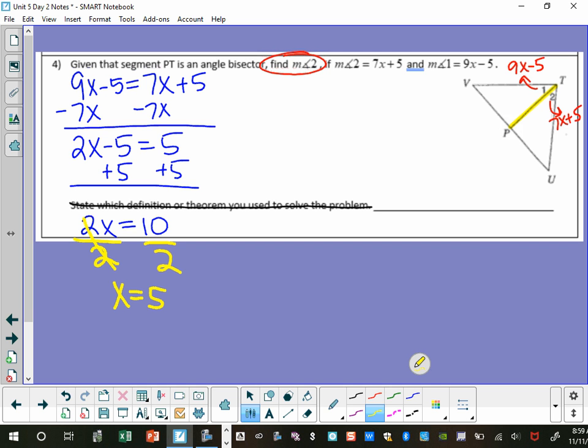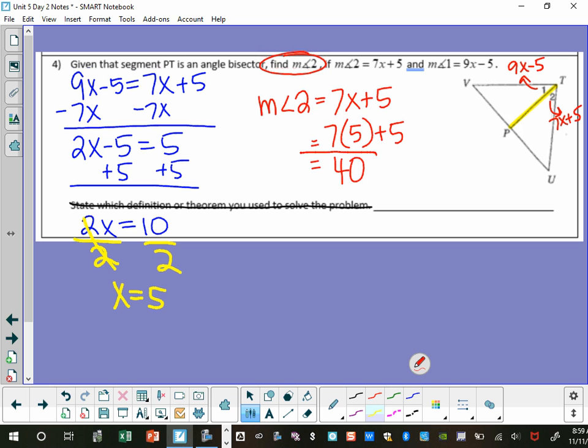However, is that your final answer? No, they asked you to put the measure of angle 2. So the measure of angle 2 was 7x plus 5, but instead of x, I'm plugging in 5. So 7 times 5 is 35, plus 5, you should get 40 for the measure of angle 2. On your test, if you give me that x equals 5, that is not correct. Make sure you're answering what the question says. Does that make sense?